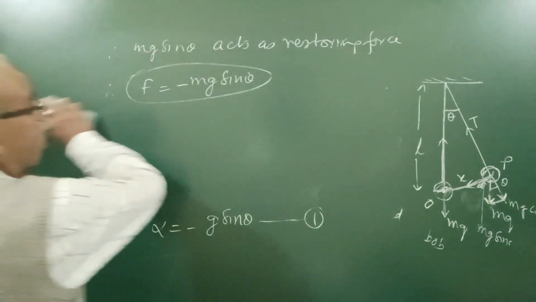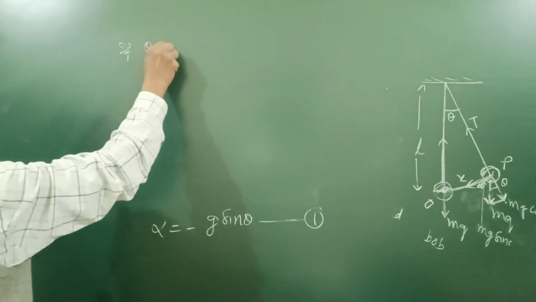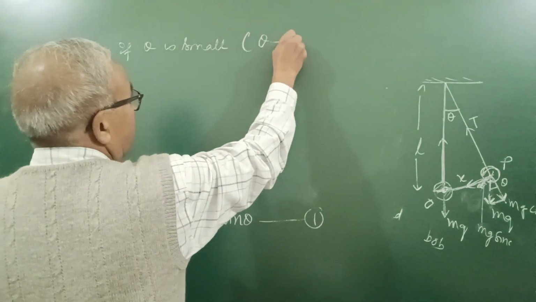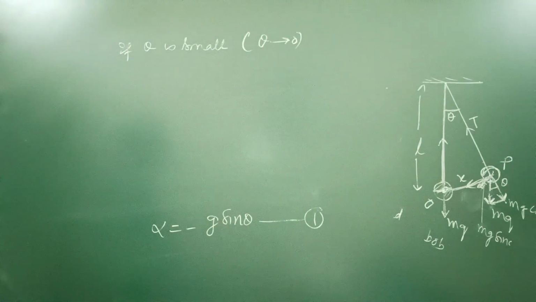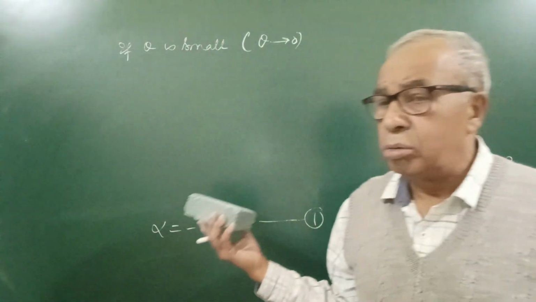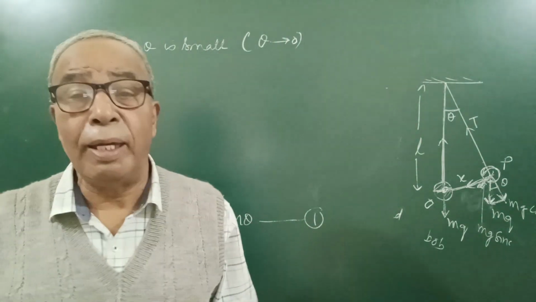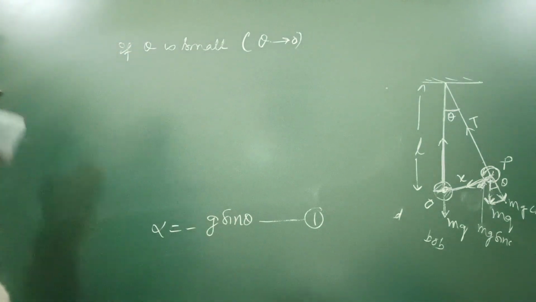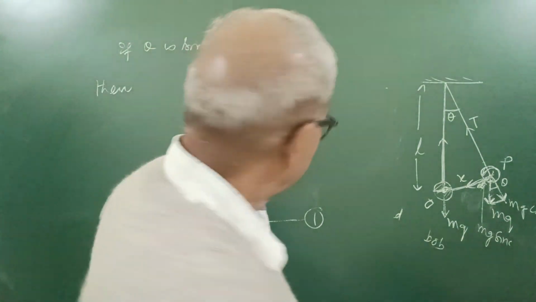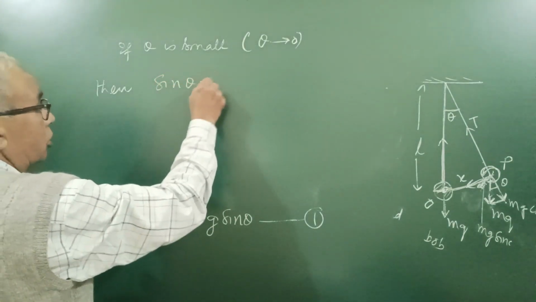Now here again there is something which troubles the student. If theta is small, that is theta tending to 0. Small and very small are the same thing here, just as negligible length is small. So when theta is very small, then, as I have told you in one video, if theta tends to 0, then sin theta is equal to theta.